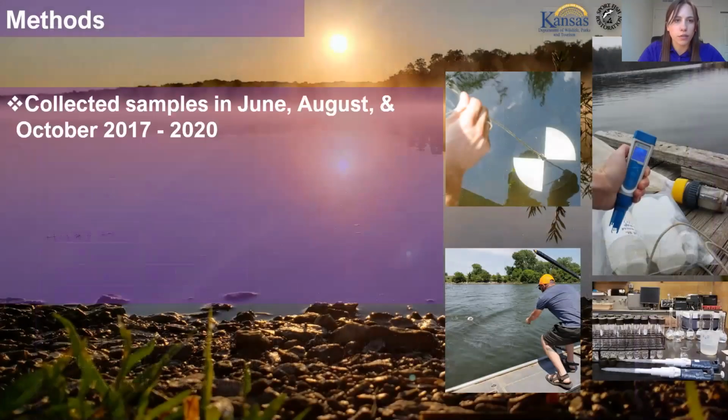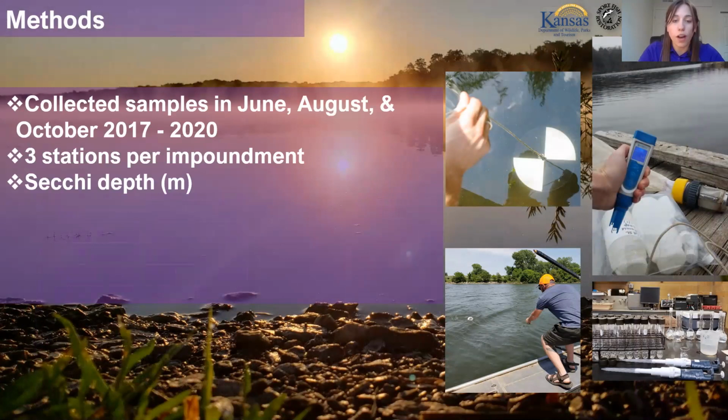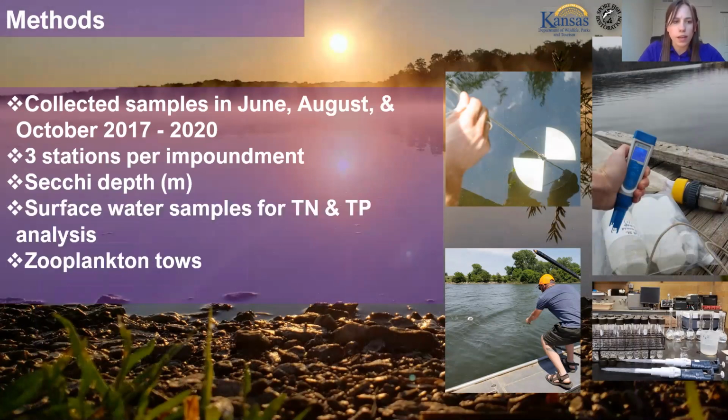So for our data collection for this project, we went out and collected samples once from each impoundment every June, August, and October from 2017 through 2020. We sampled 3 stations per impoundment: up lake, mid lake, and down lake in the deepest area near the dams. At each station, we measured Secchi depth, collected surface water grab samples for total nitrogen and total phosphorus. We did repeated vertical and horizontal zooplankton tows for zooplankton and collected pelagic algae samples.